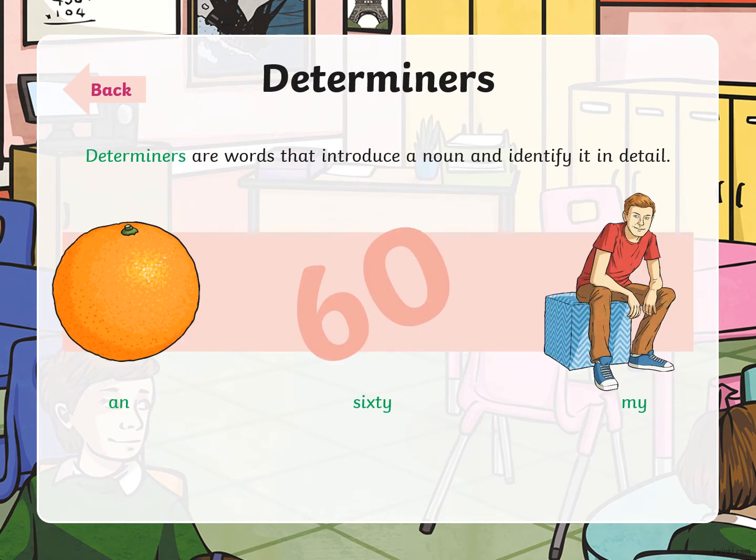Determiners. Determiners are words that introduce a noun and identify it in detail. So we've got an, 60, given a number, and my. If we go back to the orange here, an orange, I wonder if you can remember why I have to use the determiner an before the word orange, before a. I wonder who can remember. Have a little think.